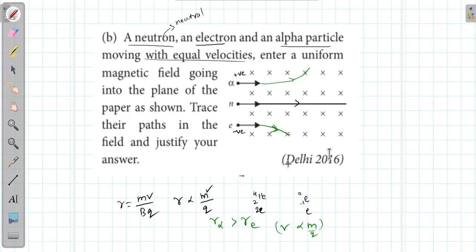I told you, the mass of a proton is 1876 times the mass of an electron, so we can directly go for nearly 2000 times the mass of an electron. The mass of a helium alpha particle is 4 times the mass of a proton, so it is nearly 8000 times greater. Divided by 2, the radius is 4000 times greater. It is extremely greater in size.